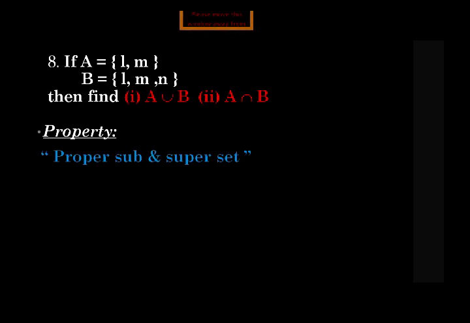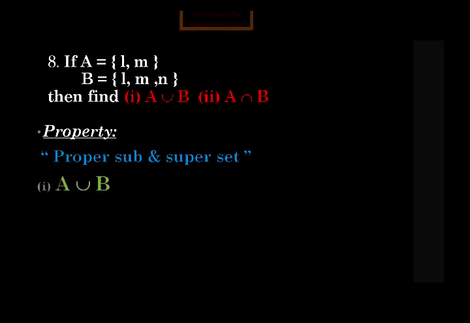Okay, we always draw a Venn diagram according to the property of the set. If it is disjoint, we know that we will make two circles. If it is overlapping, we will overlap two circles. Now this is proper sub and superset, so we will draw a Venn diagram according to the property. First, we will solve this question.